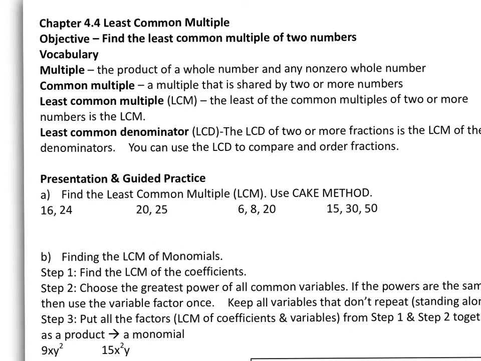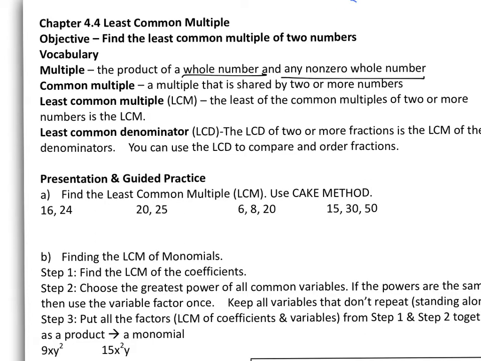4.4, least common multiple. The objective of this lesson is to find the least common multiple of two numbers. Vocabulary. A multiple is the product of a whole number and any non-zero whole number.